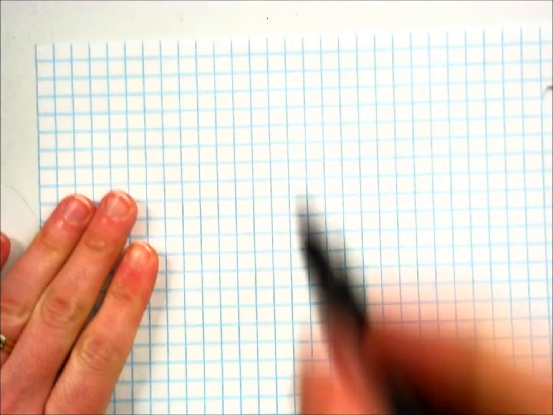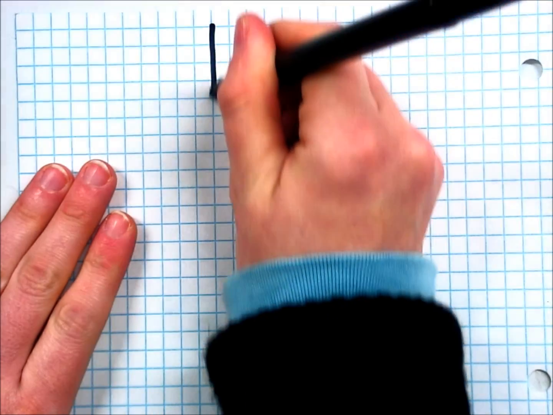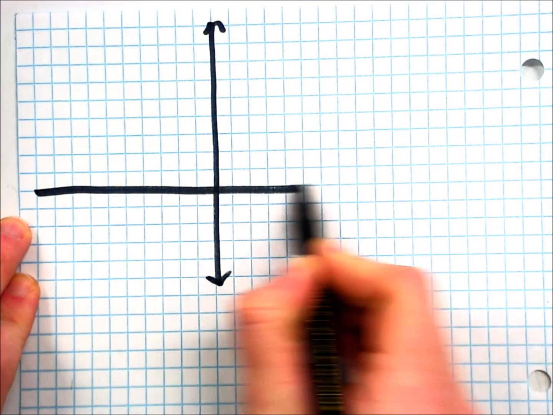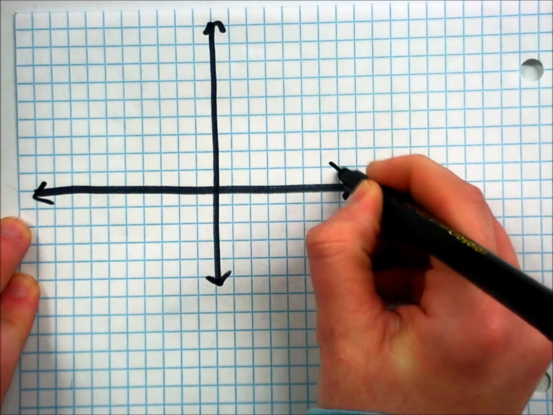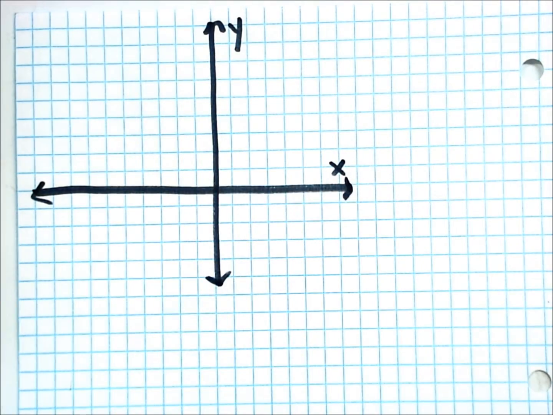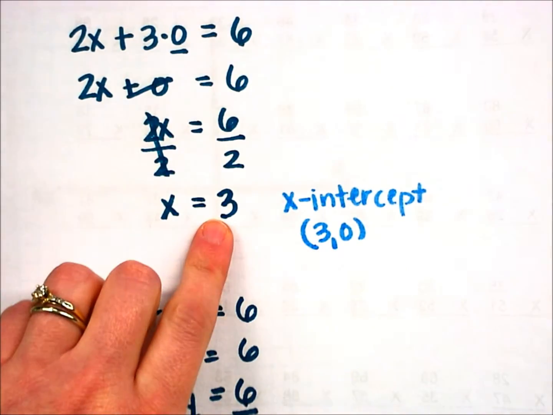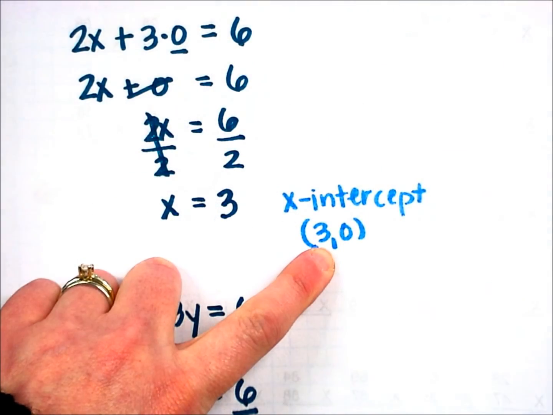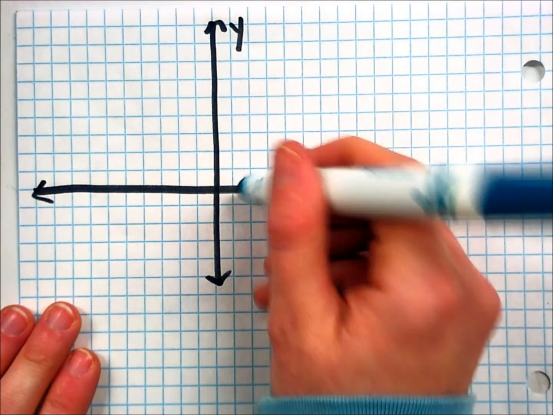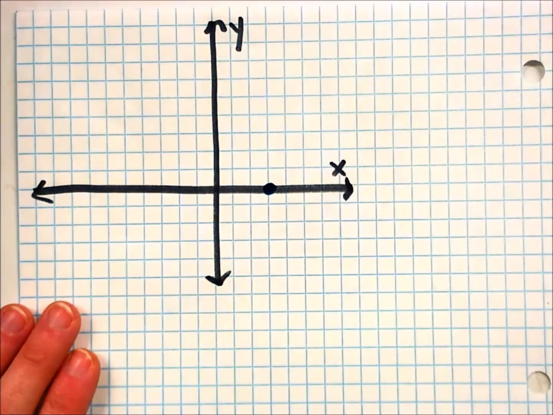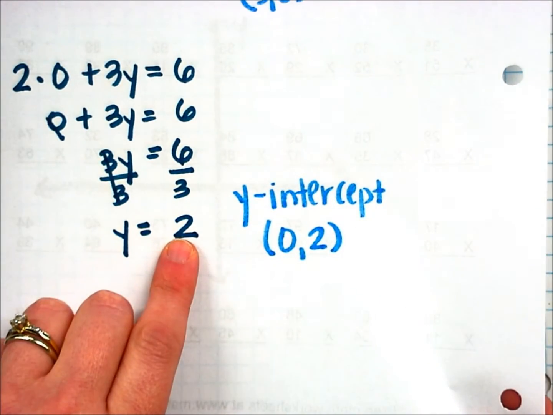I'm going to start off by drawing my x and y axes, my coordinate grid, if you will. And we found that the x-intercept is 3, which is the point (3, 0). So the point (3, 0), 1, 2, 3, is on the graph. And we found that the y-intercept is 2, or the point (0, 2).